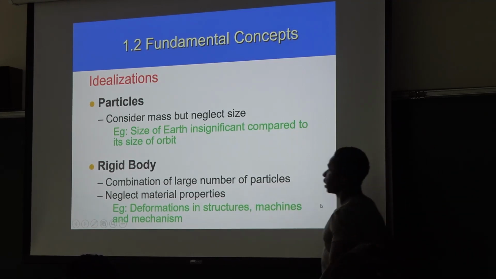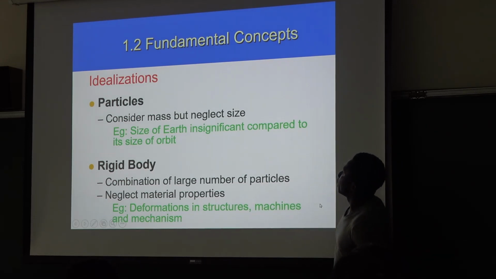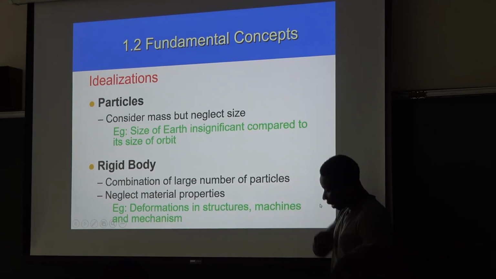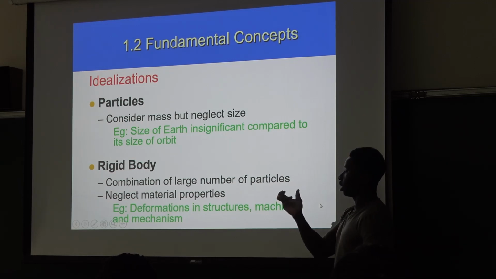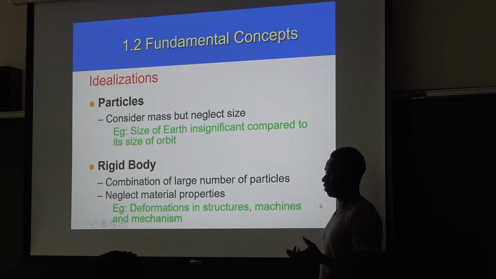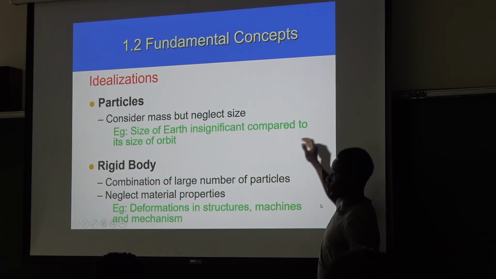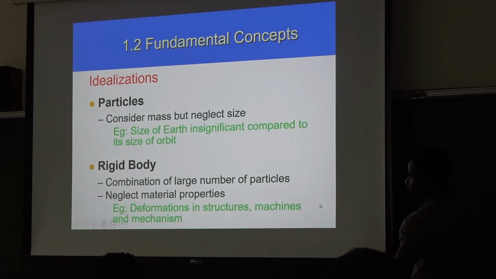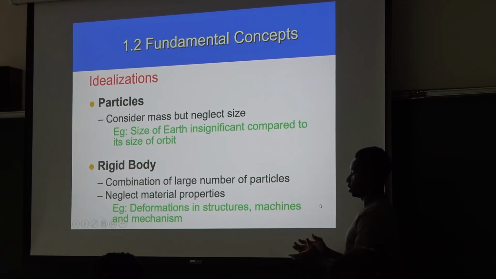Okay, and next we can look at the idealizations, that is the fundamental concepts of engineering mechanics. So we will look at particles. When we talk about particles, we can consider the mass but neglect the size. So what do we mean by that? For example, when we talk about the size of the Earth, we can think of the Earth as very, very big. From our perspective here, it is huge. But it can be considered to be insignificant if you compare it to the size of the orbit. Because the size of the orbit itself is a lot bigger than the size of the Earth. So we are talking about this in relative terms.